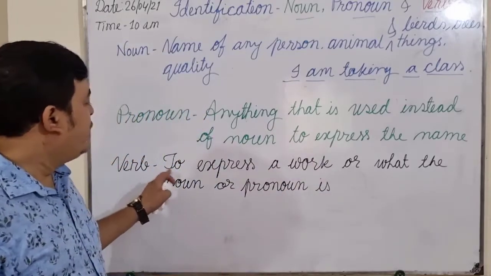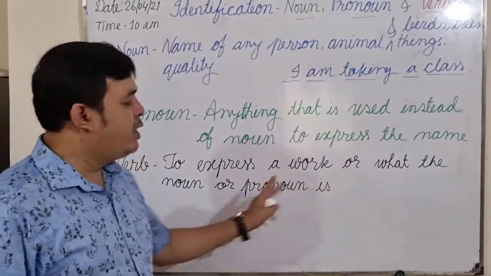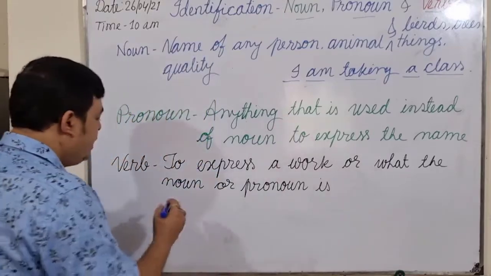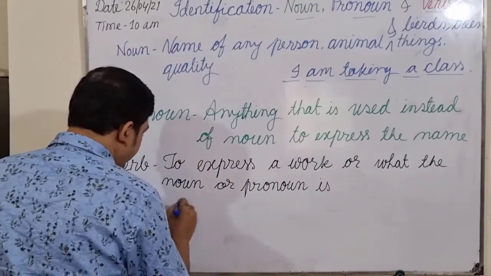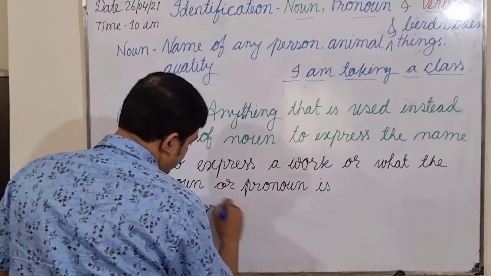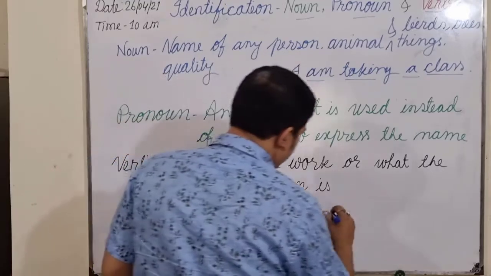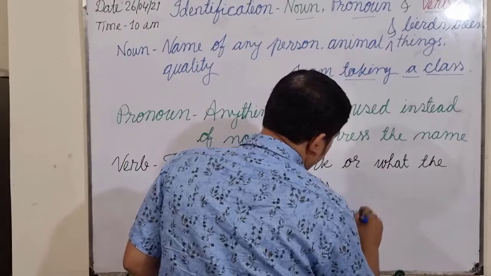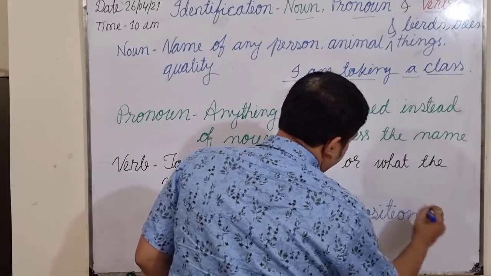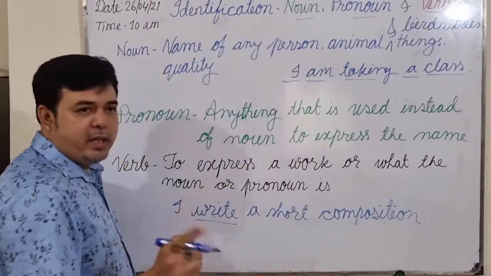And verb: a word that expresses what the noun or pronoun does. For example, "I write a short composition." Here, write is the verb. My work is writing.